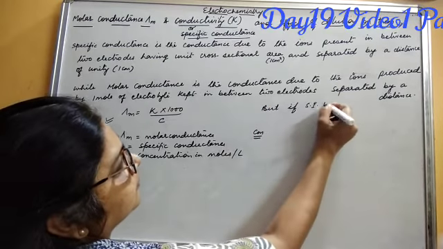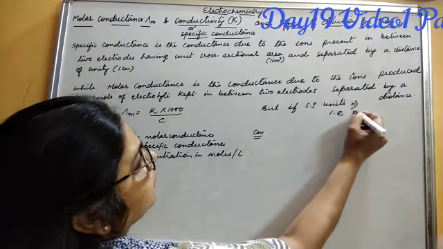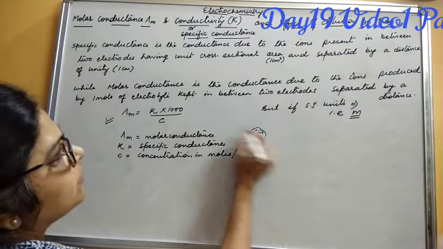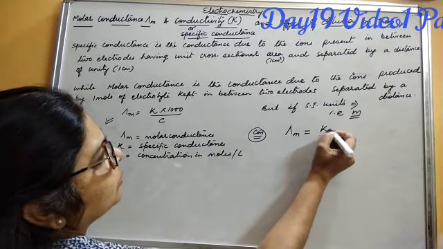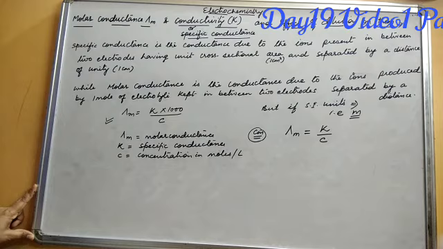But if SI units are there, that is meter units, meters given in molar conductance, specific conductance and concentration also, then for SI units the formula will be molar conductance lambda m equal to kappa over C, that is specific conductance divided by concentration in moles per liter.